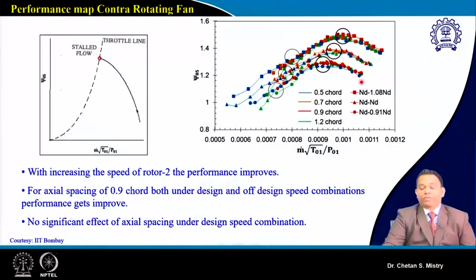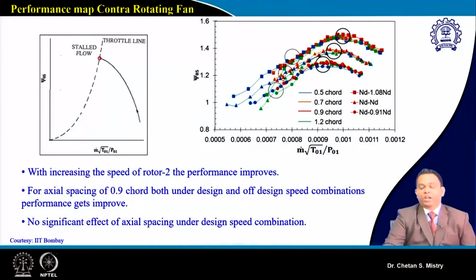If we look carefully, by incorporating this contra-rotating configuration, we are able to increase our operating range. Our target was to see, with change of different speed combinations, what is the change in performance. That was one of the parametric studies for us. What needs to be the axial spacing between the two rotors? If you put them too near, what will happen? If you put them too far, what will happen? And what needs to be the optimized one? For our kind of configuration, it comes to roughly 90% of our chord.